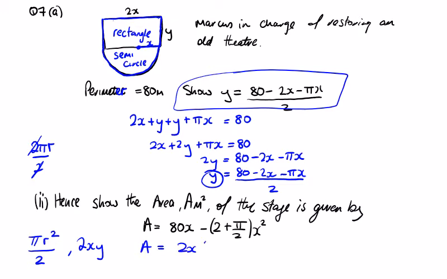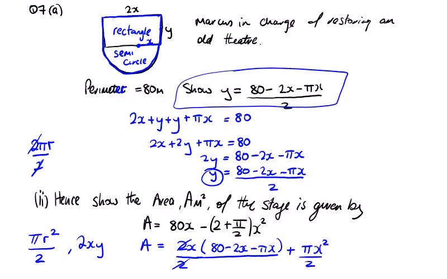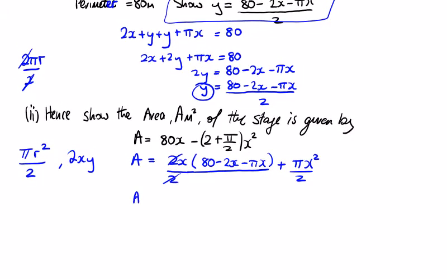2x times 80 minus 2x minus pi x over 2. Now the whole thing is over 2, so I'll just put that 2 over here because you can see they're going to cancel. And then we would have to add on pi r squared over 2, and r is equal to x, so pi x squared over 2. And if we simplify this down, I'm going to get the area is equal to x by all of these 3 in here. So 80x minus 2x squared minus pi x squared. Then we have plus pi x squared over 2.